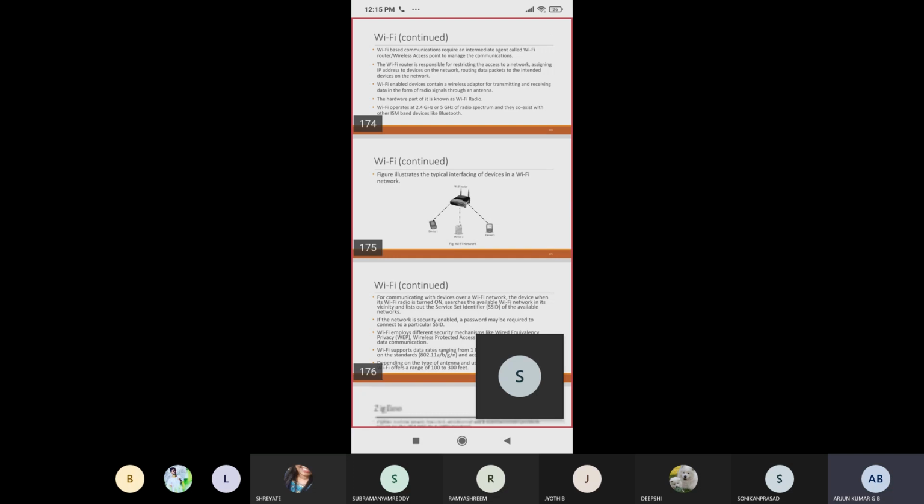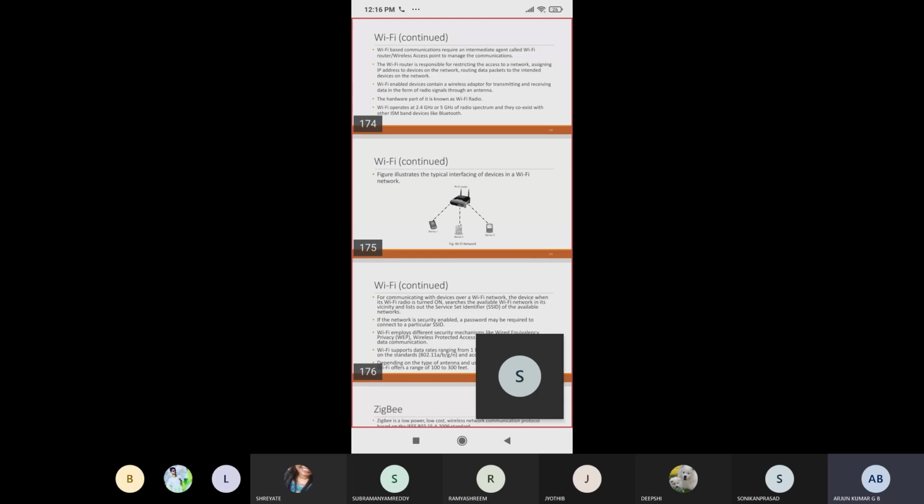And for a Wi-Fi enabled device, if you want to access this Wi-Fi, you should have an adapter. This is a wireless adapter for transmitting and receiving the data in the form of radio signals through the antenna. This hardware part is known as the Wi-Fi radio. Wi-Fi operates at 2.4 gigahertz to 5 gigahertz of radio spectrum, and they can coexist with other ISM band devices like Bluetooth. Coexist means existing alongside the previous Bluetooth devices also.